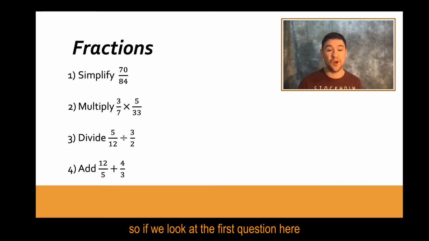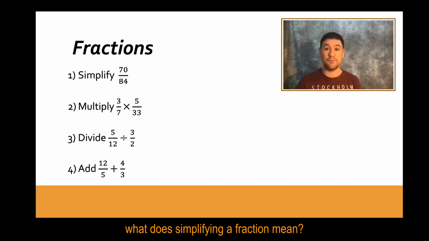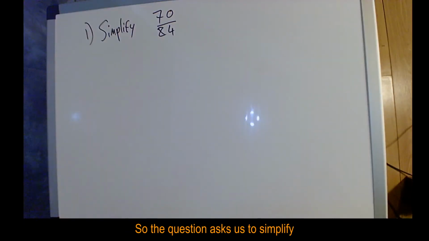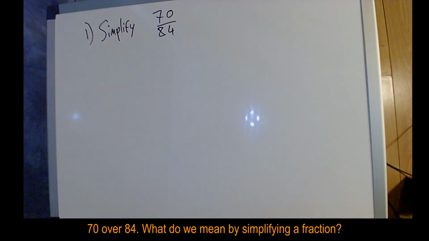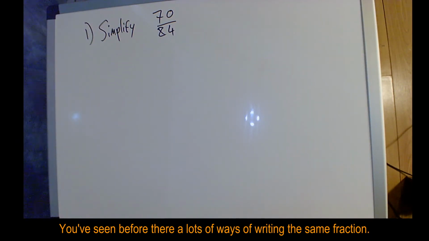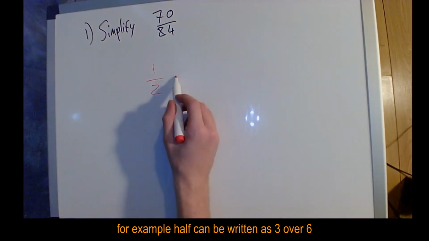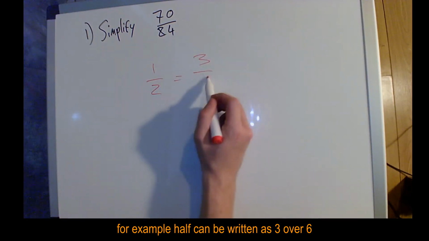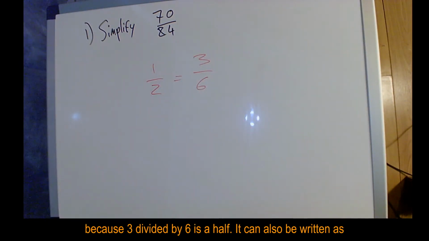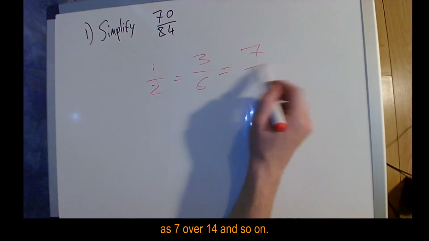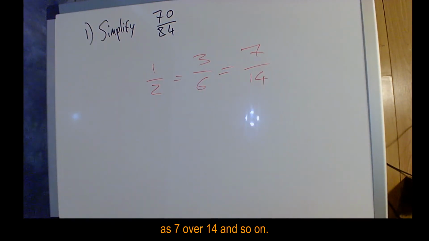So if you look at the first question here, it's just asking us to simplify a fraction. What does simplifying a fraction mean? So the question asks us to simplify 70 over 84. What do you mean by simplifying a fraction? Well, you would have seen before there are lots of ways of writing the same fraction. For example, a half can be written as 3 over 6, because 3 divided by 6 is a half. It can also be written as 7 over 14 and so on.